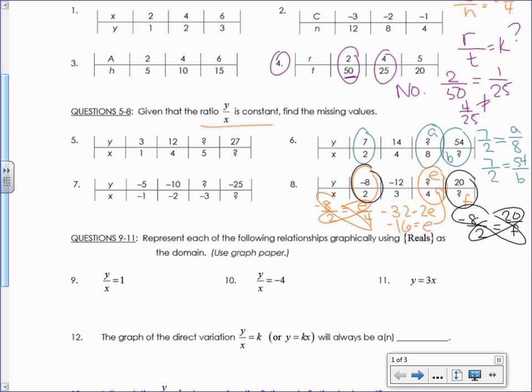Cross multiply. So you get f is equal to -5. That is a horrible, horrible f.